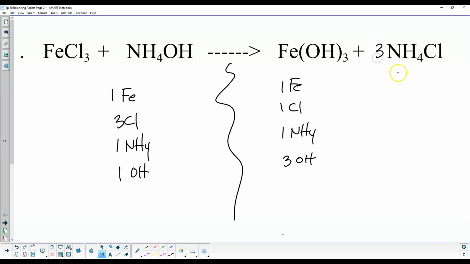If I flop a 3 in front of here, that affects the chlorine and makes it 3. But at the same time, it also makes ammonium 3. Now I have 1 ammonium and 3 ammoniums. If I put a 3 here, that 3 will make the ammonium 3. It also applies to the hydroxide, makes it 3. 1, 3, 3, 3, 1, 3, 3, 3, 1, 3, 1, 3. That is the balanced formula equation.